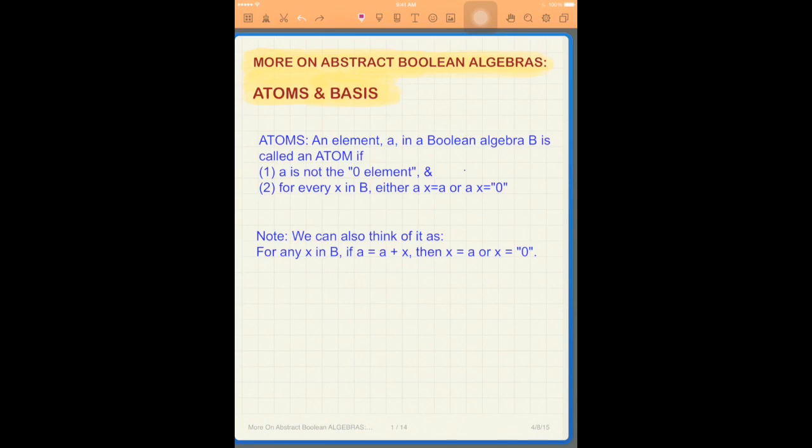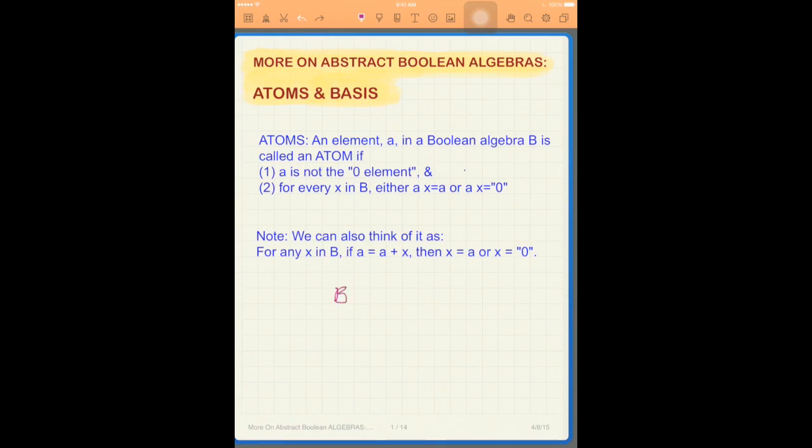Now we look at a little bit more on the abstract Boolean algebras. In particular, we're looking at atoms and a basis for an abstract Boolean algebra. So again, remember what an abstract Boolean algebra is. We have different types, but it's just an algebraic structure. That algebraic structure has some set, we can just call it B.